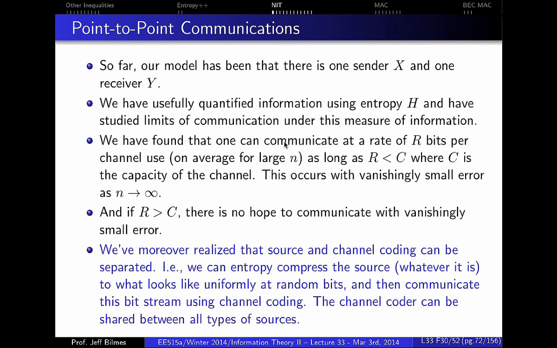So we also realized, and this was a very important realization and not even obvious at the time, that source coding and channel coding could be separated. That we could take a source, compress it down to its entropy, and then we could communicate perfectly, with a caveat on what perfectly means, that source as long as the entropy is less than the capacity of the channel. Right? If the block length is big enough.